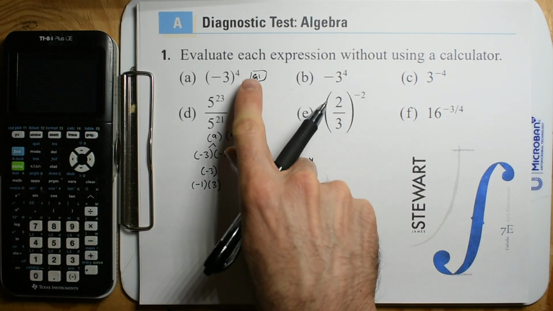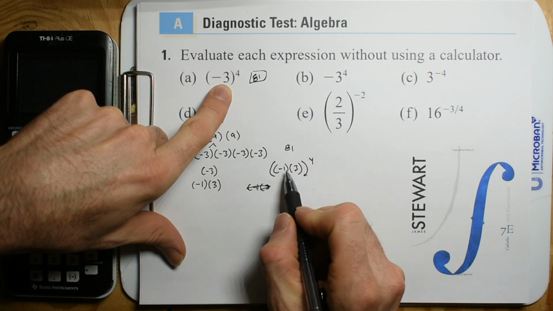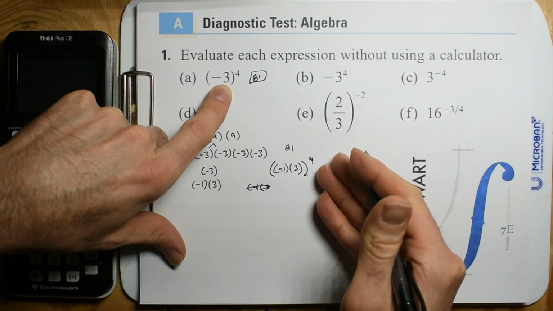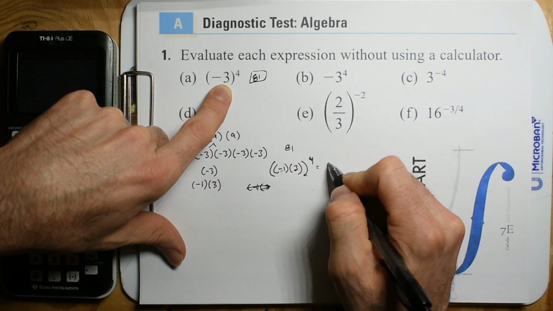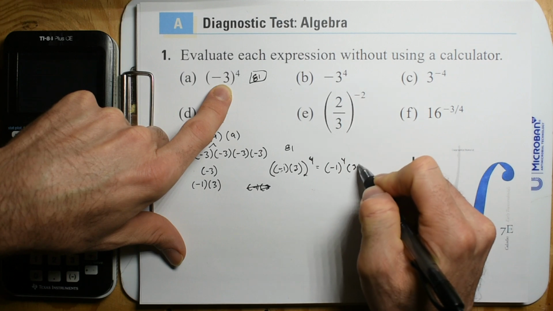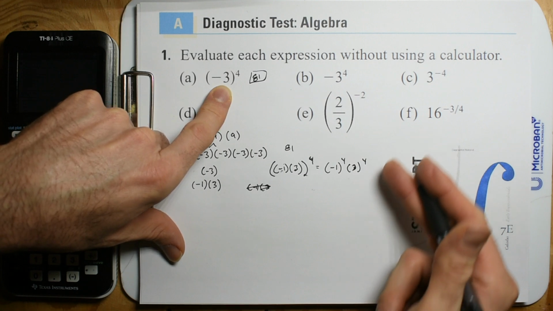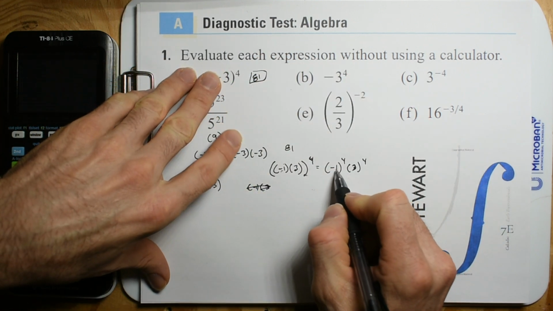Especially with these powers, it's good to do this, because if we have a product of two numbers and we're taking it to an exponent, then we can bring that exponent into each of them. So this is the same thing as negative 1 to the fourth, times 3 to the fourth. So now we have a different way of doing it, and it double checks the first way.